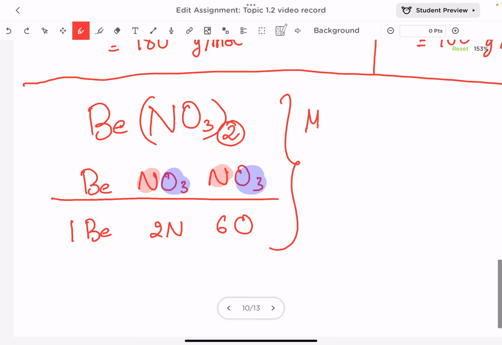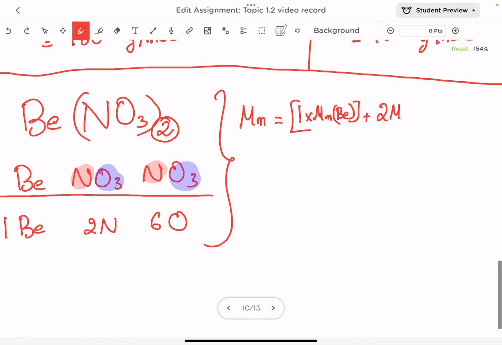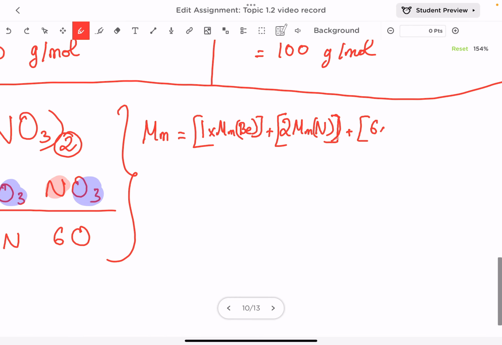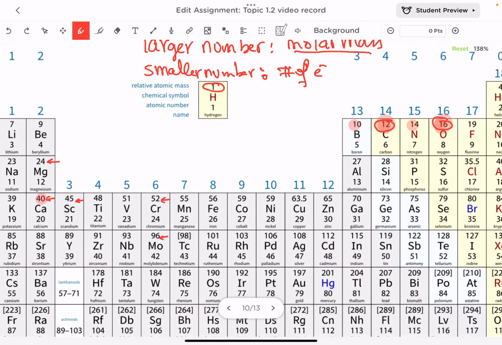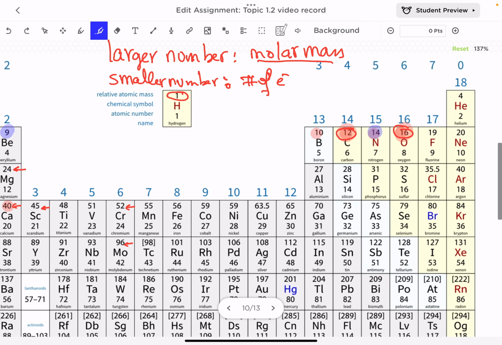So when I want to write the molar mass of this compound, it's going to be 1 times the molar mass of beryllium plus 2 times the molar mass of nitrogen and 6 times the molar mass of oxygen. Using the periodic table, here's the molar mass of beryllium. It's a rounded number, and as I mentioned, it's always the larger number. And here's the molar mass of nitrogen, and here's the molar mass of oxygen.